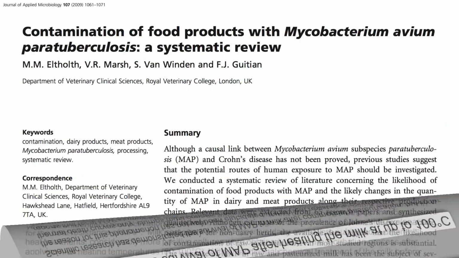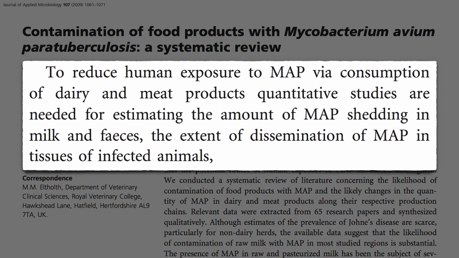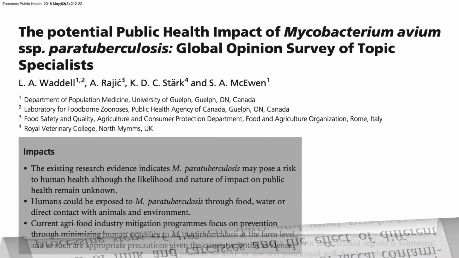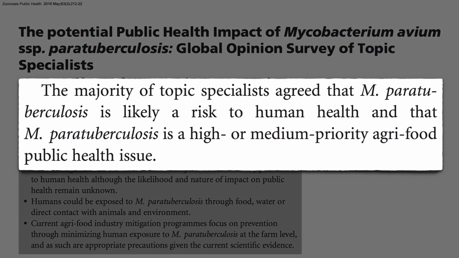Bottom line, to reduce human exposure to MAP via consumption of meat and dairy products, more studies are needed for estimating how much MAP there is in milk, meat, and feces, and how much feces is in the milk and meat, to figure out what we need to do to kill it. In the meanwhile, what's the potential public health impact of Mycobacterium paratuberculosis? The majority of specialists in the field agree that it's likely a risk to human health and should be a high or medium priority public health issue.